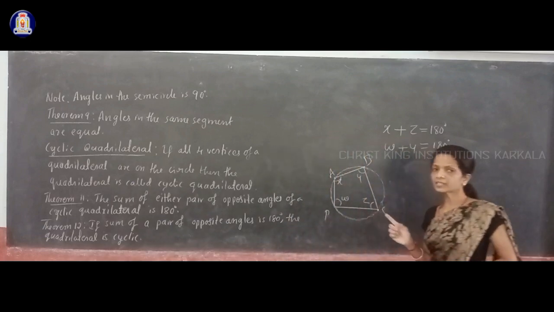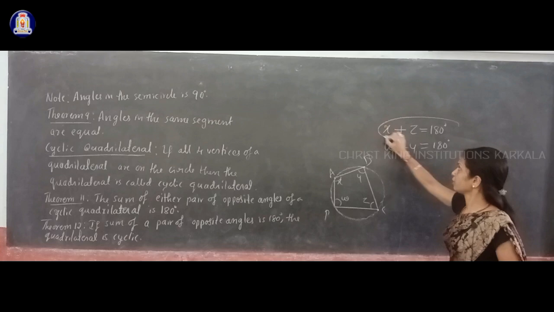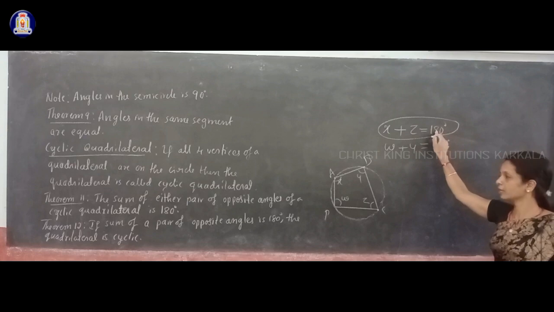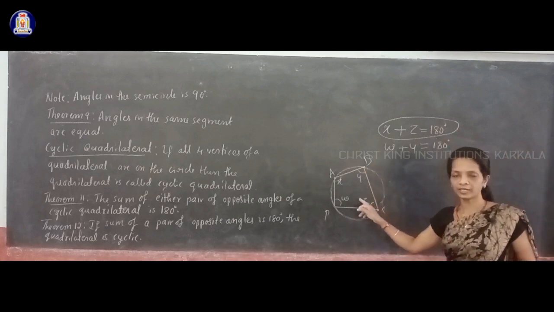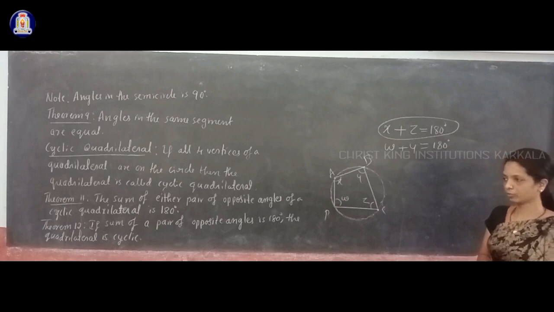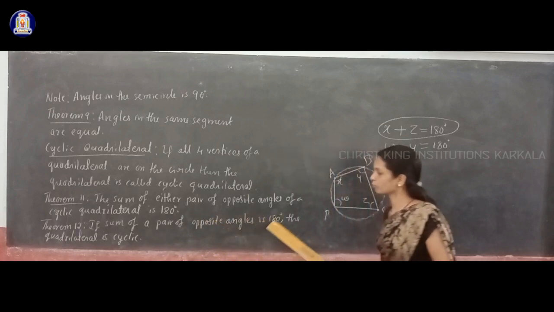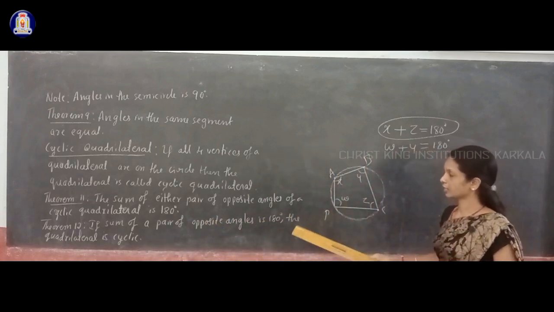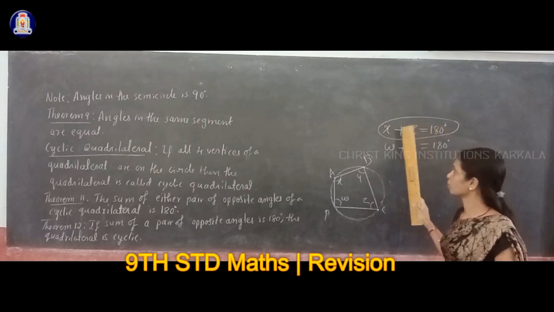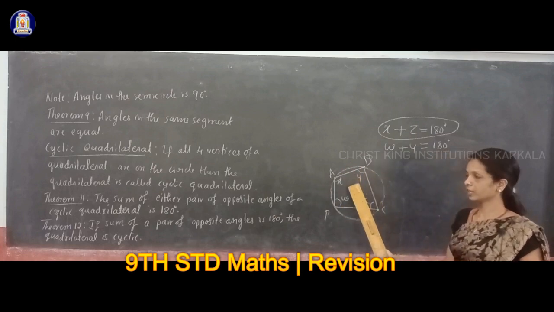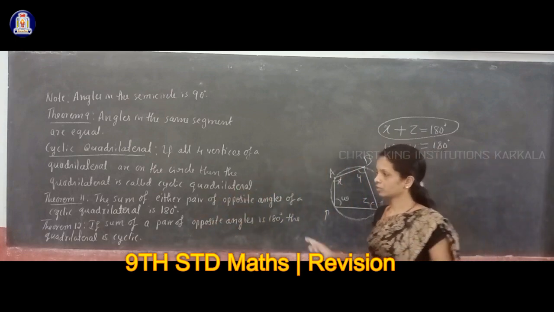And you can say the converse also. Suppose any one pair of opposite angles are supplementary. That is, if the sum of a pair of opposite angles is 180 degree, then you can say that the quadrilateral is a cyclic quadrilateral. Okay, so theorem 12 says that if the sum of one pair of opposite angles is 180 degree, then the quadrilateral is a cyclic quadrilateral. That is theorem 12.